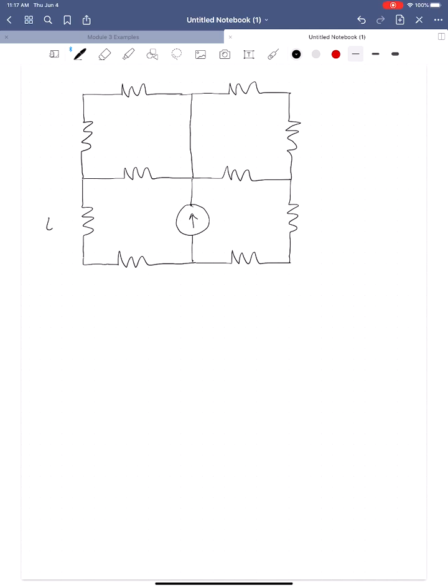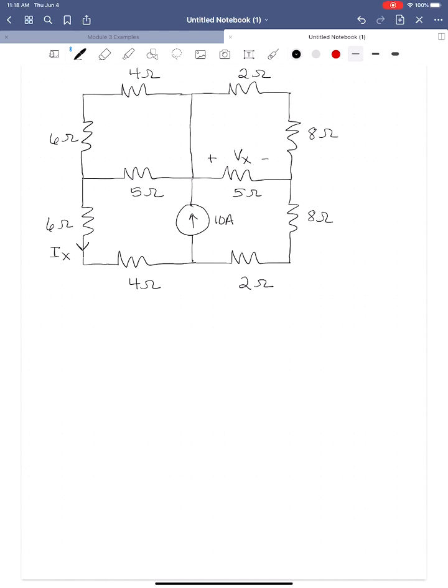Okay, so we have 6 ohms, 6 ohms, 4 ohms, 2 ohms, 8 ohms, 5 ohms, 5 ohms, 4 ohms, 2 ohms, 8 ohms, and the current source is 10 amps. We are going to solve for this voltage here, Vx, and this current here, Ix. Okay, and we're going to do it by simplification, and then we'll expand back out.